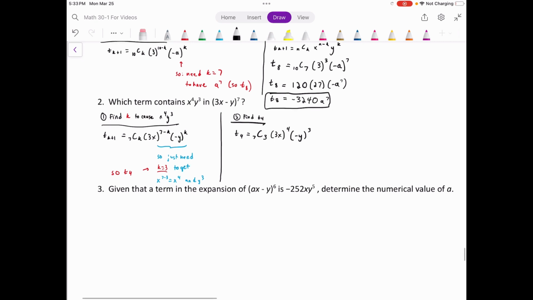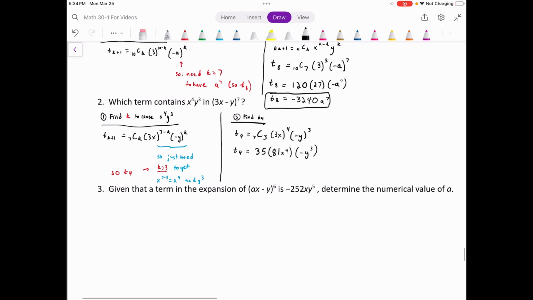So let's just simplify now. The 4th term will be 7 choose 3 is 35. 3x to the power of 4, so that 3 is getting raised to the power of 4, right? So we have 3 to the power of 4 is 81. And then x to the power of 4 is just x to the power of 4. Now, negative y cubed. What do we end up with? Do we end up with y cubed or negative y cubed? Right, we're going to get negative y cubed. A negative raised to an odd power is still negative. So we get negative y cubed.